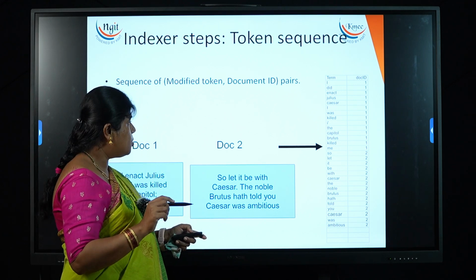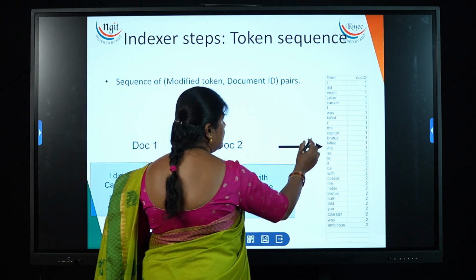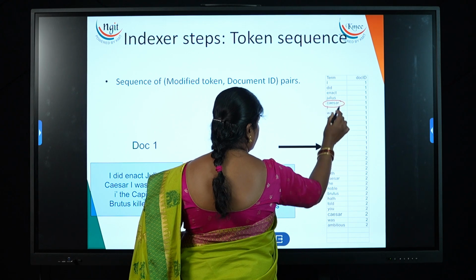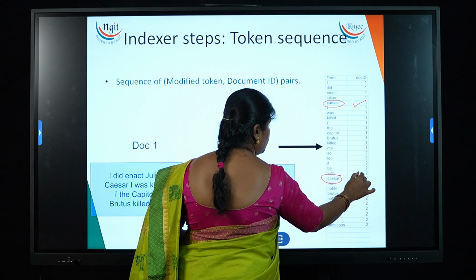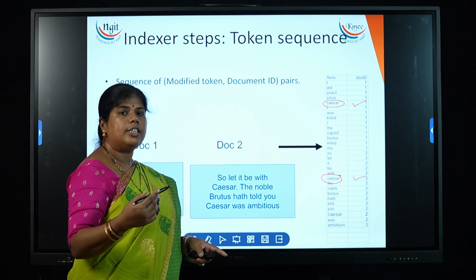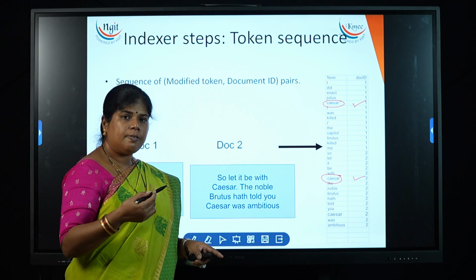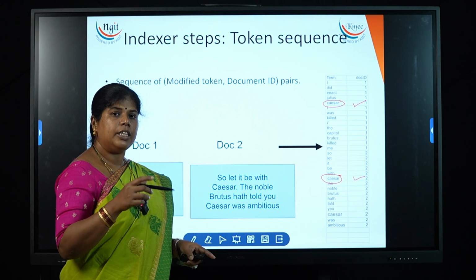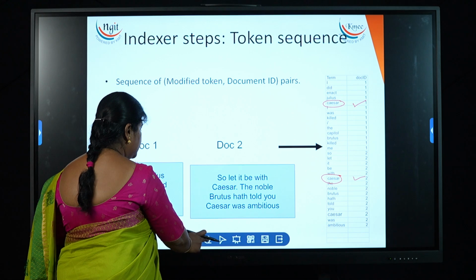Now, the question comes to our mind that Caesar is a word which exists in document 1 as well as document 2. Then why am I using 2 rows for the same term? Why am I not taking into account the frequency of the term while representing it using the index? In the next step, we are going to see that.